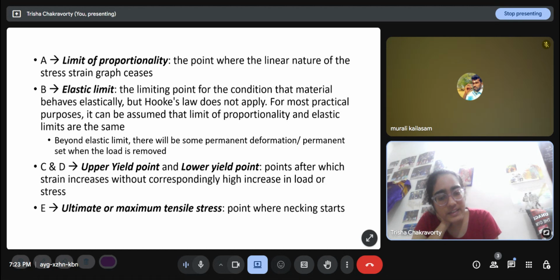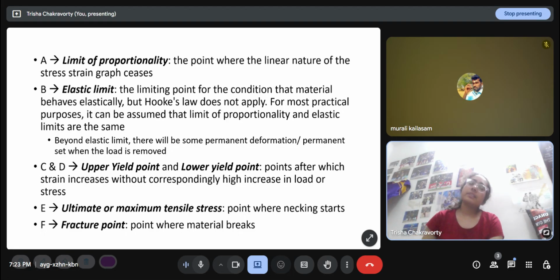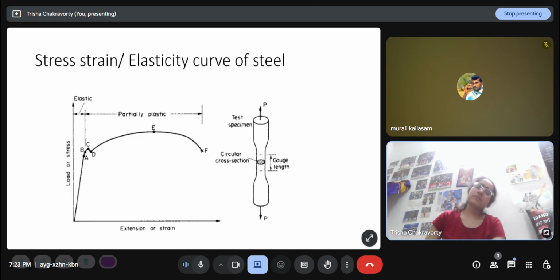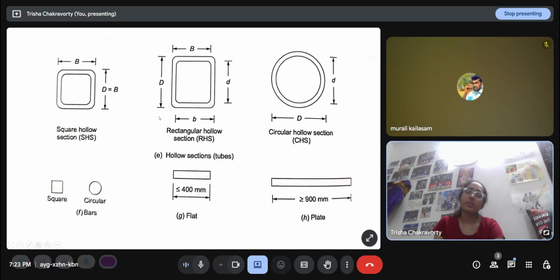E is the ultimate or maximum tensile stress, the point where necking starts. F is the fracture point where the material breaks, but we are concerned mostly up to E. After E, the material will flow on its own, the stress even reduces and it goes and breaks. So we are concerned about this point.